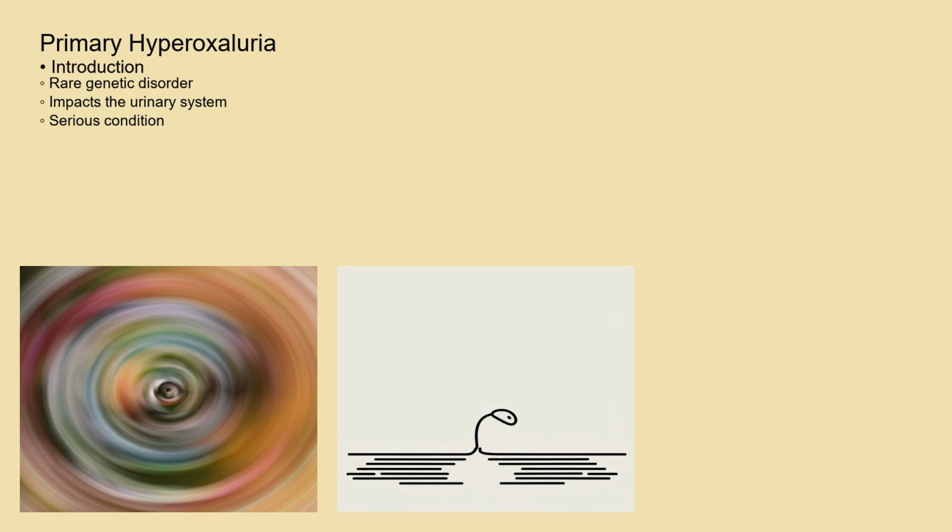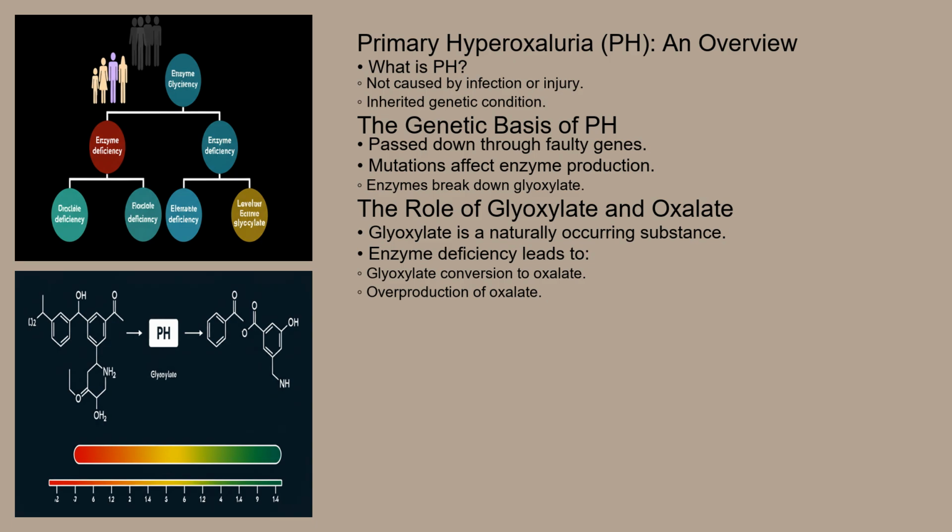Hello and welcome. Today we're delving into the intricacies of a rare but serious genetic disorder that significantly impacts the urinary system, primary hyperoxaluria. Primary hyperoxaluria, or PH, isn't caused by infection or injury. It's an inherited genetic condition. That means it's passed down from parents to their children through faulty genes.